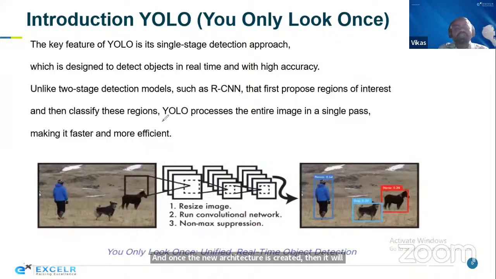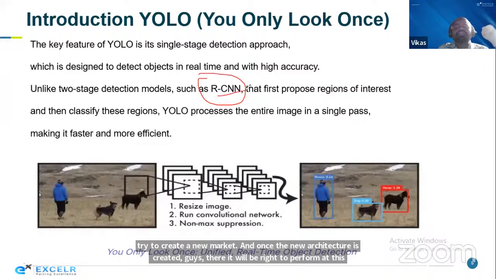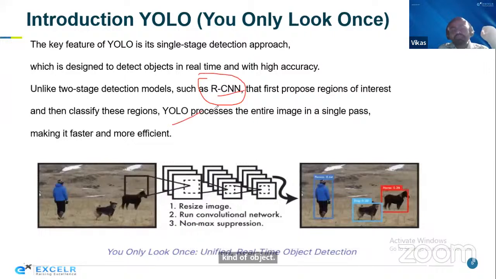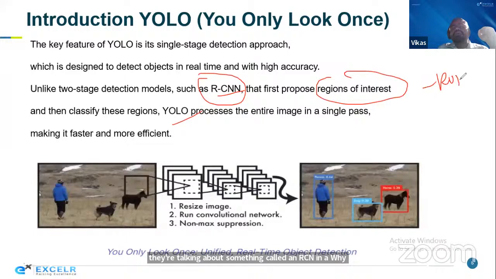This is called the YOLO NAS model. Let's try to understand. They are talking about something called RCNN and the YOLO model. Why is this YOLO model called "You Only Look Once"? Because it has a region of interest, ROI. ROI means these bounding boxes.